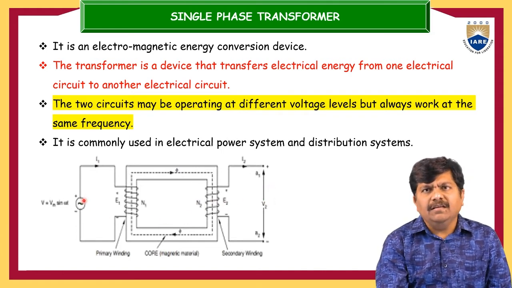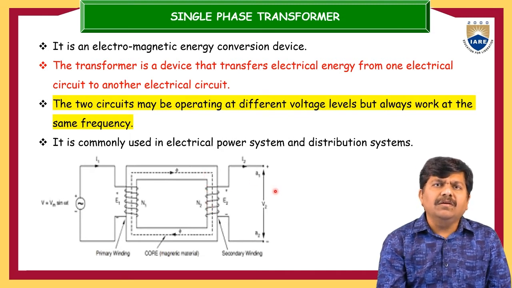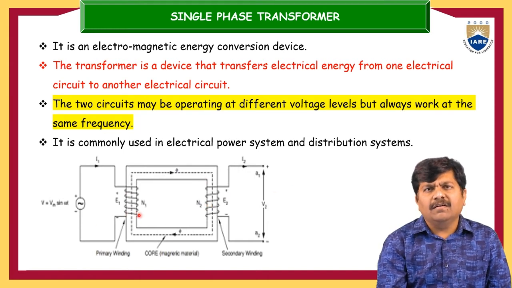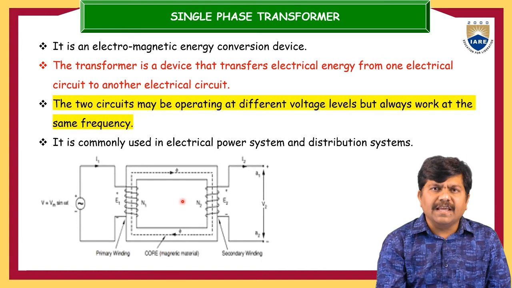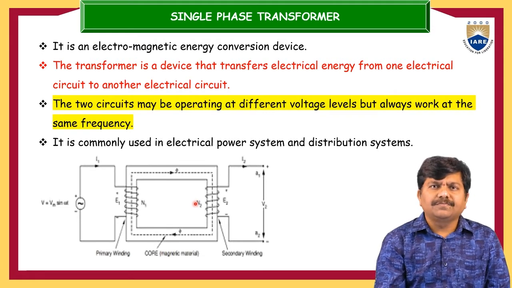So it means, see here, this voltage is converted into the magnetic field. And again, this magnetic energy is converted into electrical energy here. This electrical energy is supplied to the load. Because of this conversion of energy, whenever we travel from primary to secondary, electrical energy is converted into magnetic energy, and then magnetic energy is again converted into electrical energy. Like this, two stages of energy conversion take place. That's why this transformer is called an electromagnetic energy conversion device.